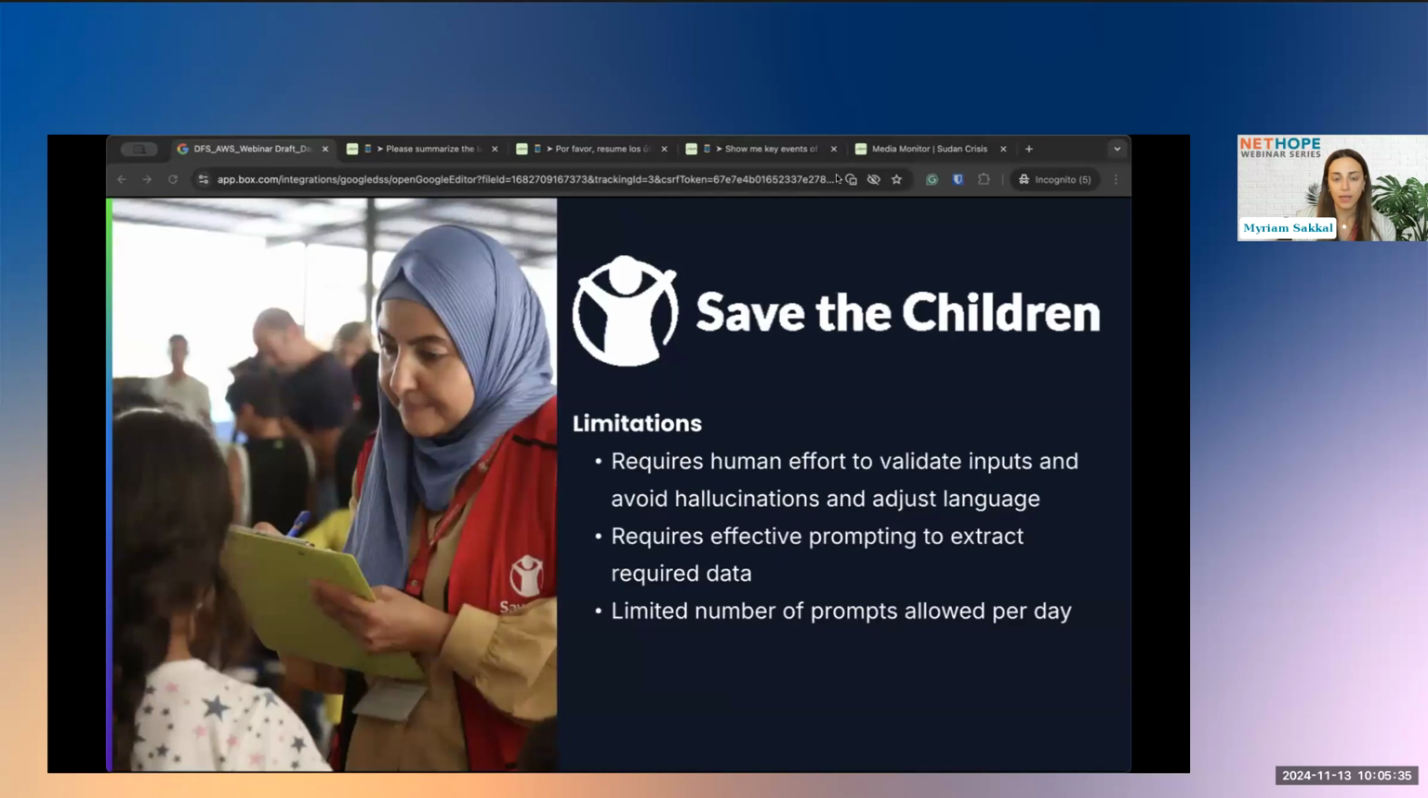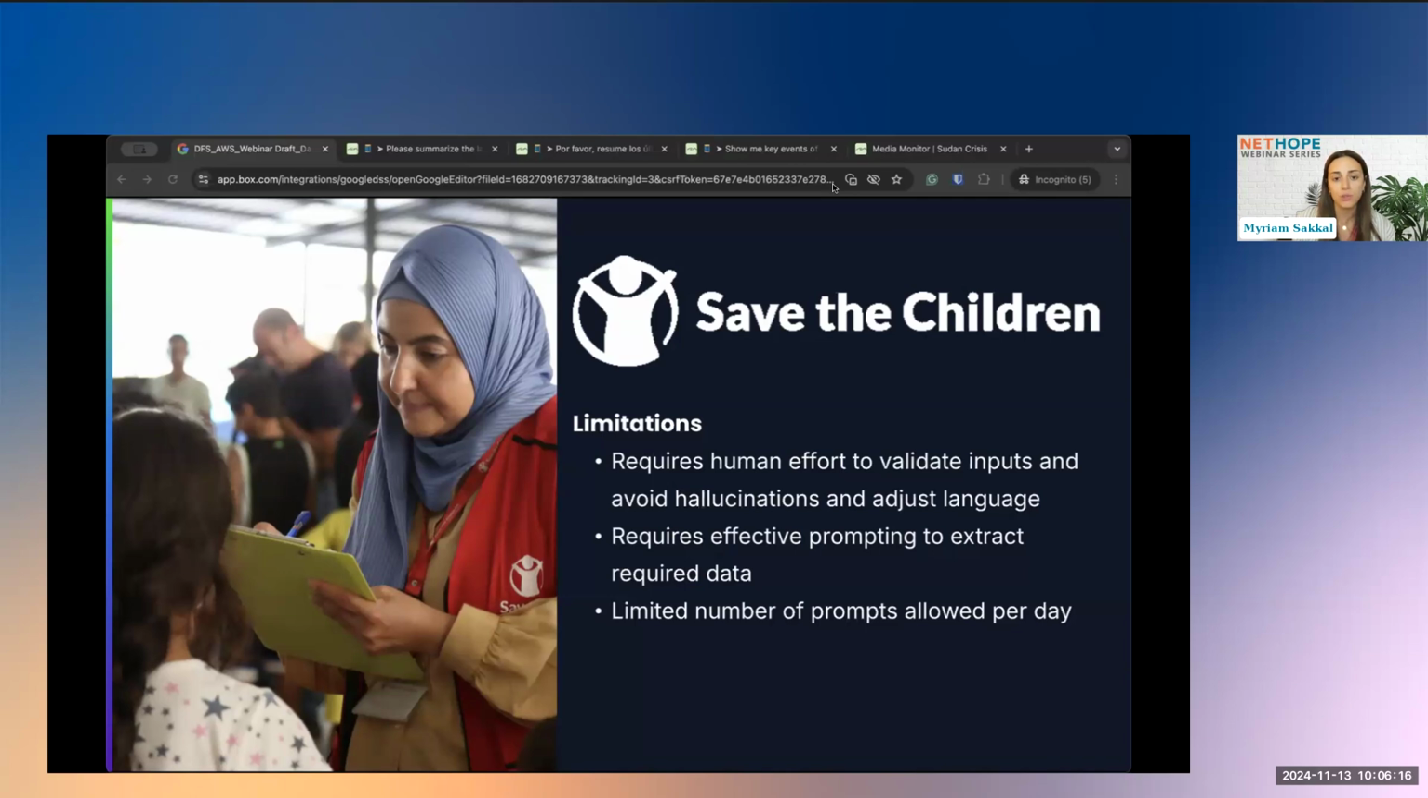I would also just like to highlight a few limitations that we have encountered. One of them is that, just like any other AI-powered tool, we always need some human effort to validate the inputs. For example, as Save the Children, we have a specific language that we use, certain words that we do not use. We have our do's and don'ts, which AI usually does not follow, as it relies on the secondary data available. So human effort is needed to adjust this language, to avoid hallucination, and to ensure accuracy of the data. This is a limitation that is, I think, in place for all AI-powered tools.